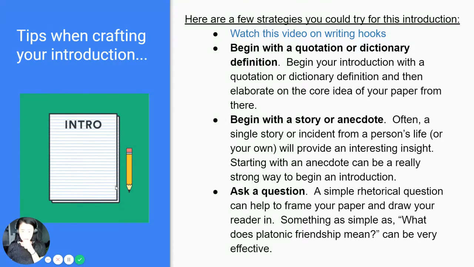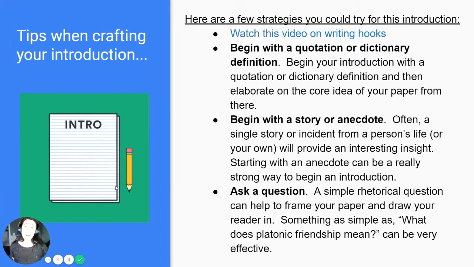The point of the introduction is to tell me the purpose, but it's also to grab my interest as the reader. And so that YouTube video gave you lots of different ideas of what types of hooks I can write to really grab Miss Song to be intrigued by this essay. And in bullet points on the screen, as you can see, I said begin with a quotation or a dictionary definition. You can begin with a story or anecdote. I love anecdotes. Just make sure it's not a super long one.